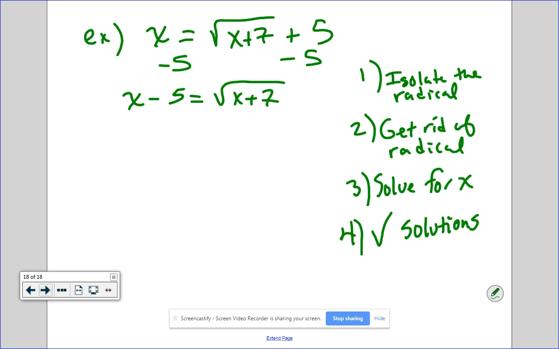Okay? Did I isolate the radical? Is the radical by itself now? Okay. Get rid of the radical. So what do I need to do to both sides? Square it. Square that. I also have to square that.